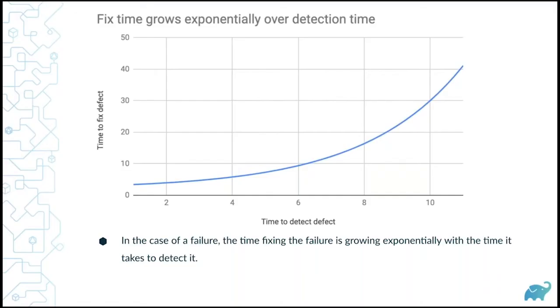So the other thing that is important is that when you have a failure, the time fixing the failure is growing exponentially with the time it takes to detect it. There are a lot of studies around that. Of course, it's not a smooth curve, but in general, that is the case, right? And it depends on things we have already mentioned, like the change sets get bigger. The context switching plays a role, and that is a huge incentive for having faster feedback cycles.